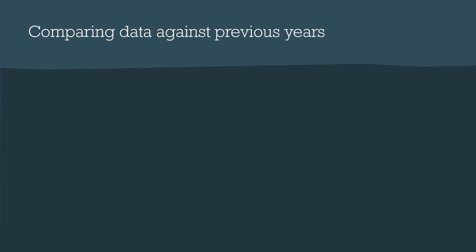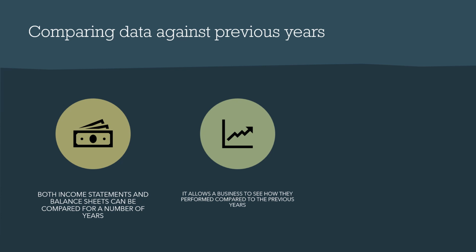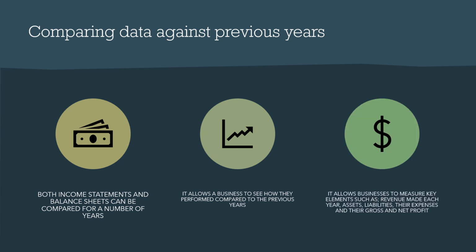Comparing data against previous years. So both income statements and a balance sheet can be compared for a number of years. It allows a business to see how they have performed compared to the previous years. And it allows them to measure key elements such as the revenue that they made each year, their assets, their liabilities, their expenses, their gross profit, and their net profit.